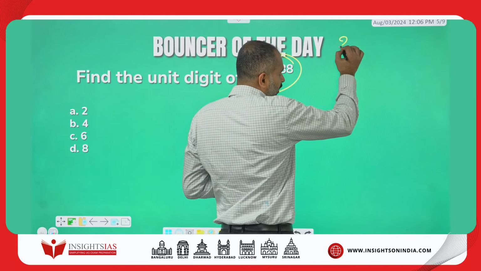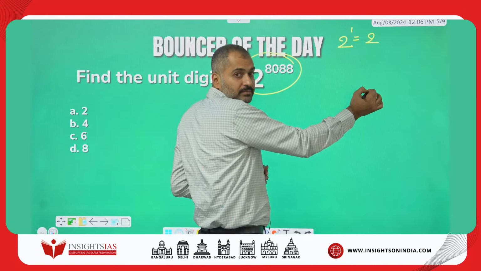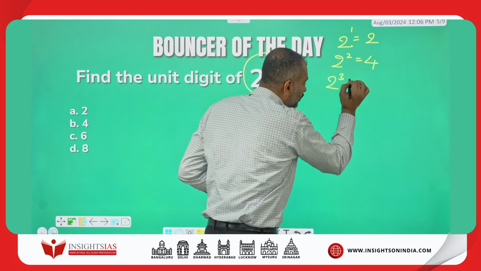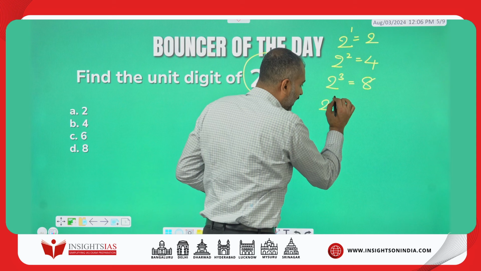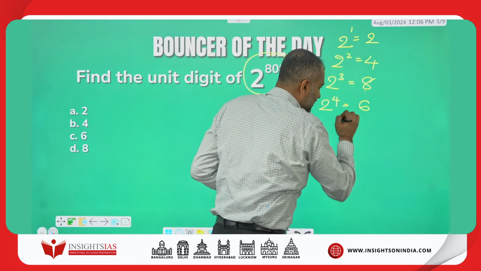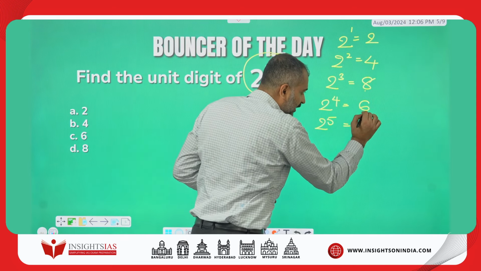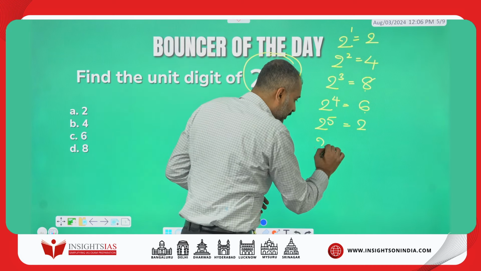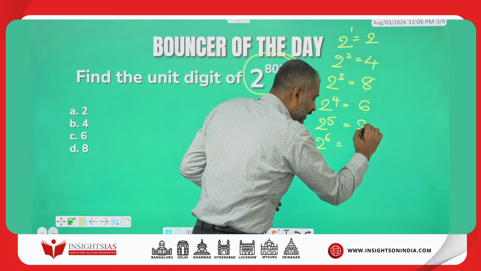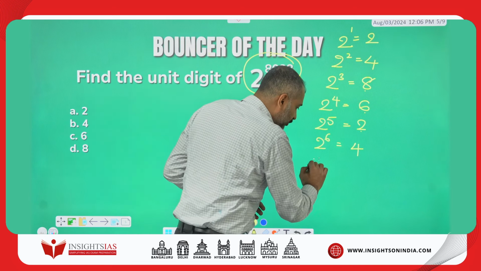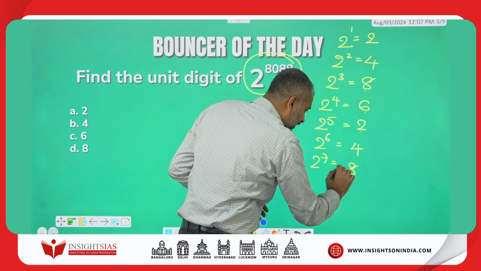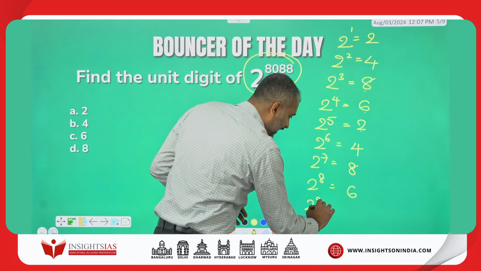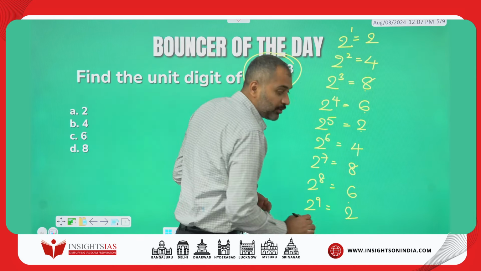Look here now. The unit digit of 2 power 1 is 2. 2 square unit digit is 4. Similarly, 2 cube unit digit is 8. 2 power 4's unit digit: 8 multiplied with 2 again gives 6. 2 power 5: 6 into 2 is 12, the unit digit is 2. 2 power 6: again 2 multiplied with another 2, you'll get 4. 2 power 7, 4 into 2 is 8. 2 power 8, 8 into 2 is 16, unit digit is 6. 2 power 9, again 6 gets multiplied with 2 and produces 2.